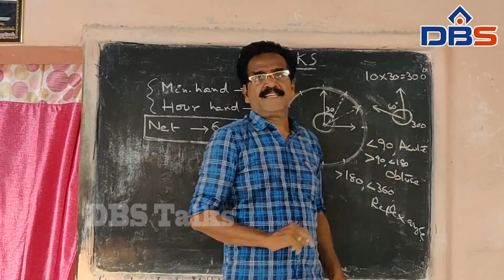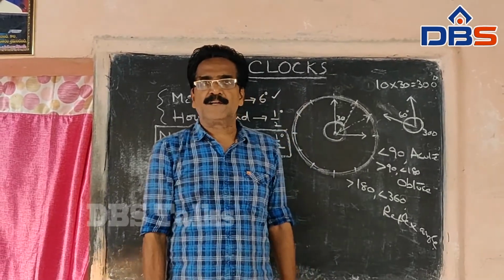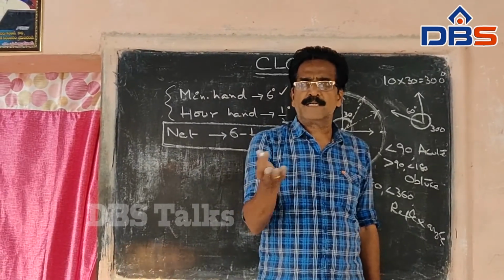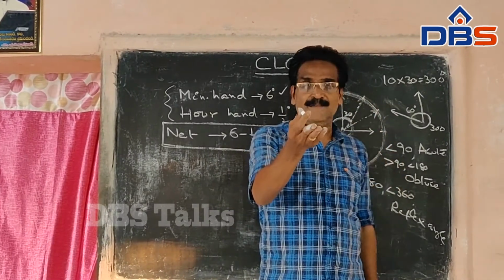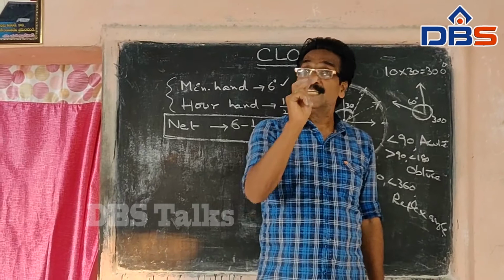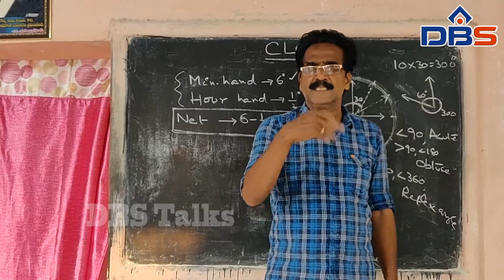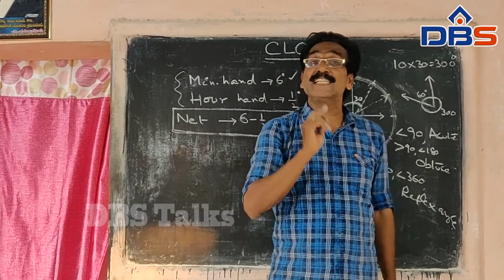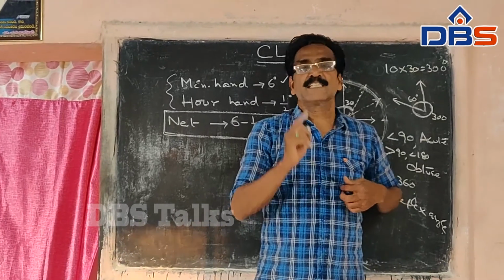In the same way, what is the reflex angle at 5 o'clock? At 5 o'clock, 5 into 30, 150 degrees. But 150 degrees is an obtuse angle, because it lies between 90 and 180. But he is asking for the reflex angle. So 360 minus 150 is 210 degrees. 210 is greater than 180, so it is a reflex angle. So the answer will be 210.